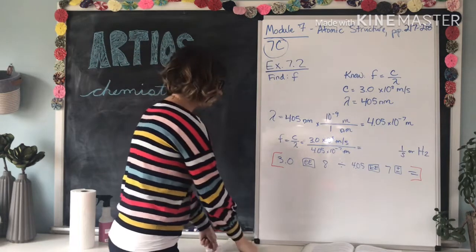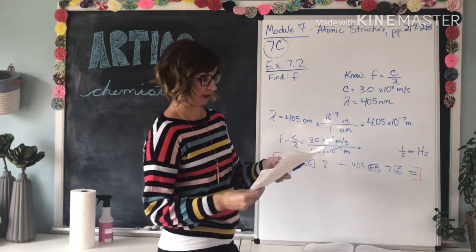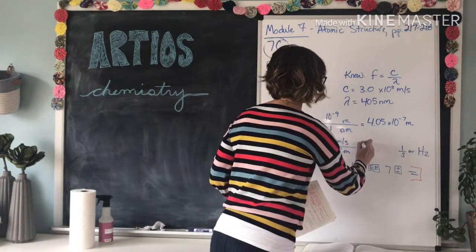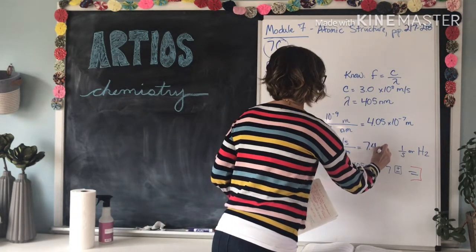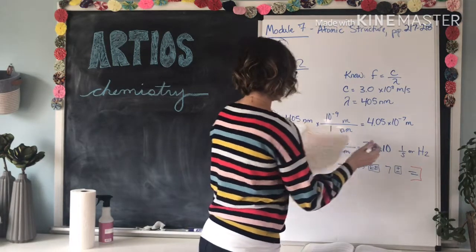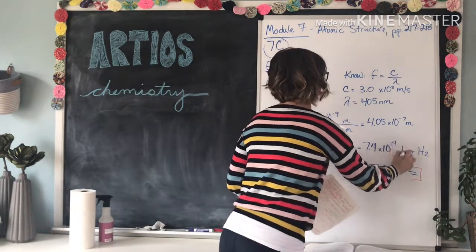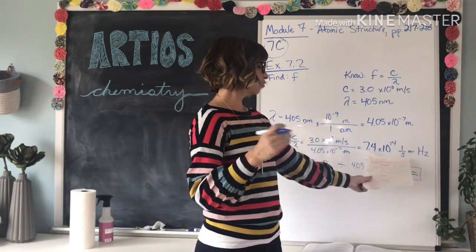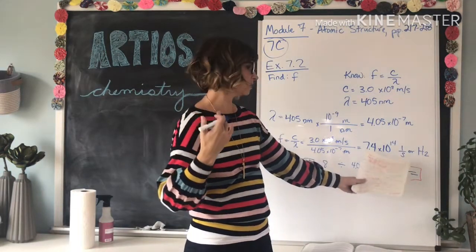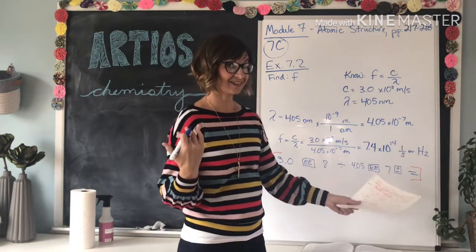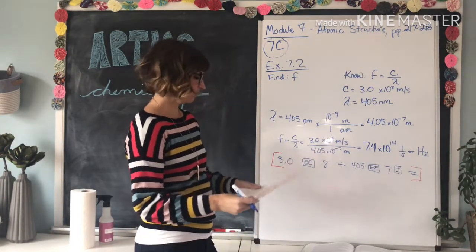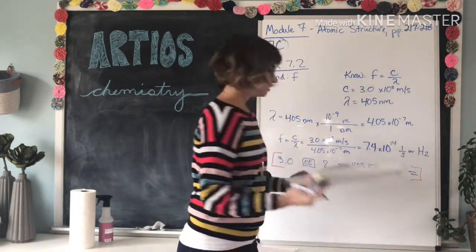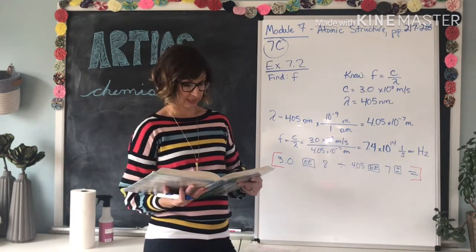Okay, so after I plug that into my handy dandy calculator or phone, I would end up with an answer of 7.4 times 10 to the 14th power 1 per second or hertz. So that's how many times that the wavelength is hitting a given point per second. That's a lot, isn't it? So that's a pretty high frequency, okay? So we solved for frequency there.